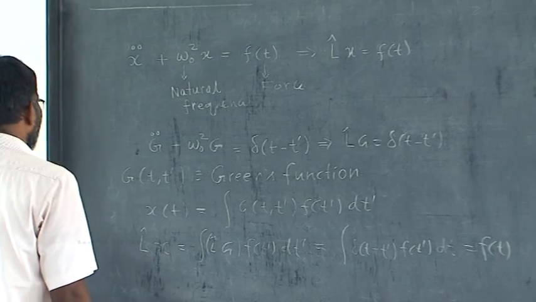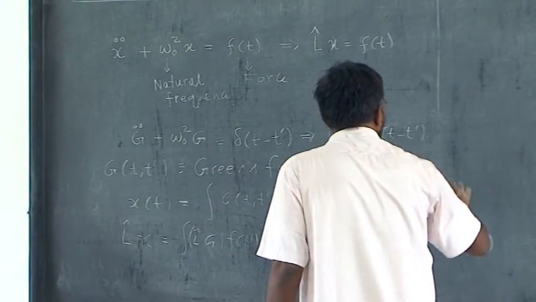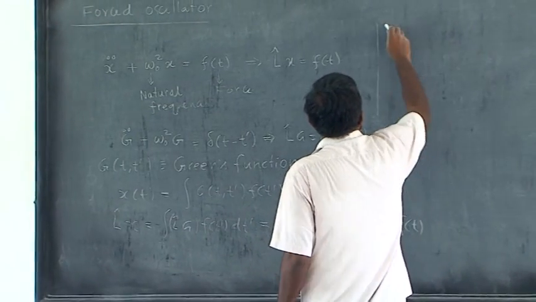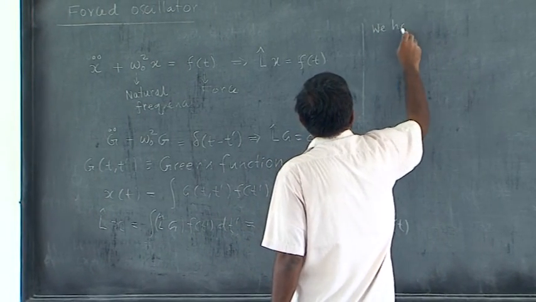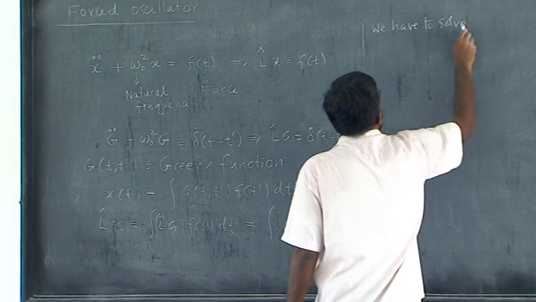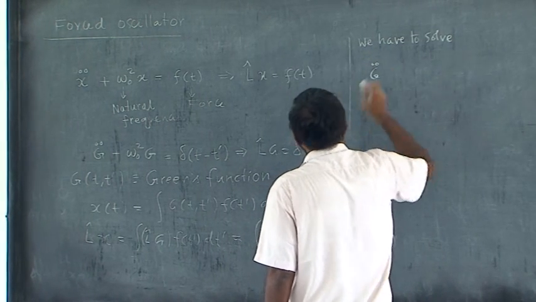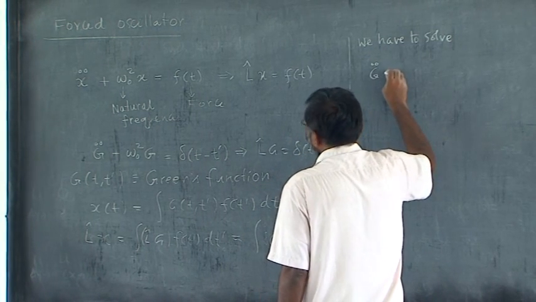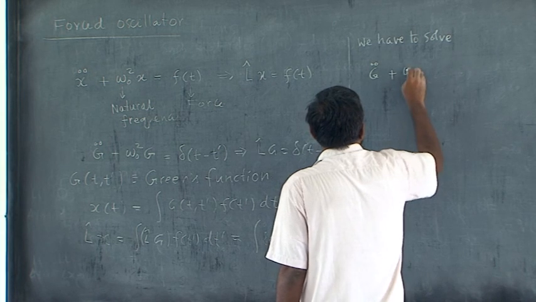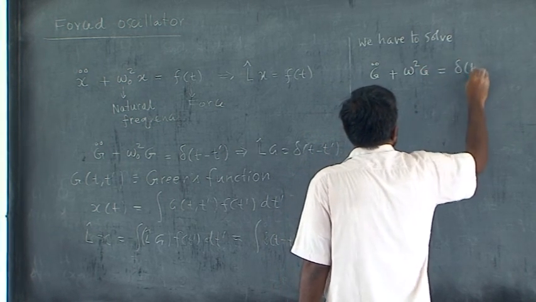So our aim is to solve g double dot plus omega naught square g is equal to delta of t minus t prime.